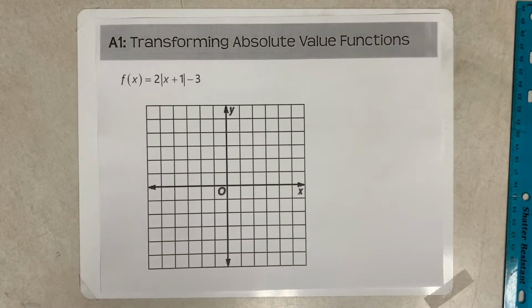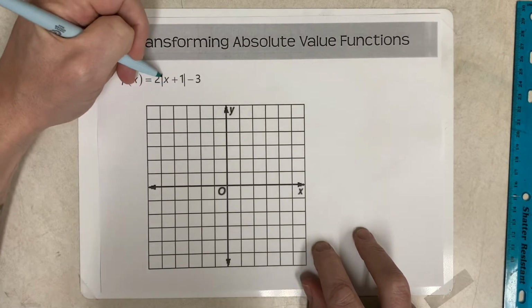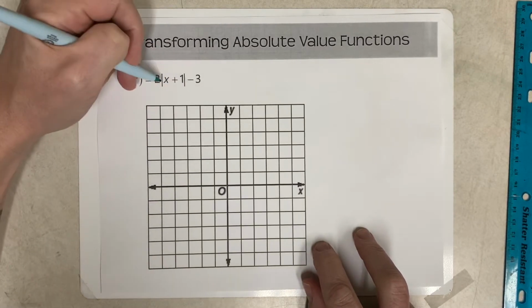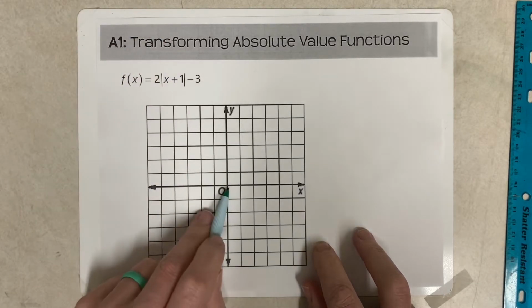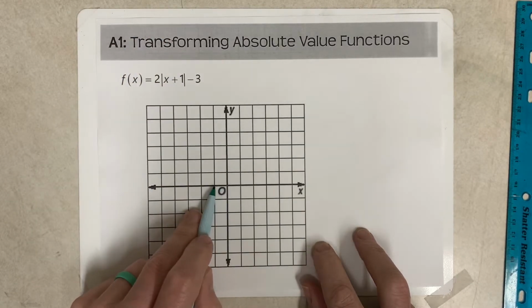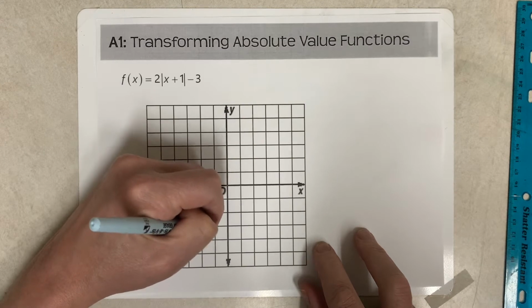Okay, this one, we've got now a +1 with the X and the absolute value bars, which are grouping symbols, so they behave like parentheses, but they're also absolute value. So the +1 means it's going to move it back 1, and I know that's opposite, but that's how it works. The -3 at the end says down 1, 2, 3, and there's our dot.